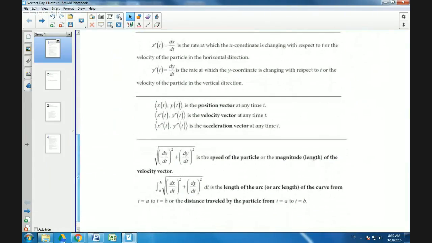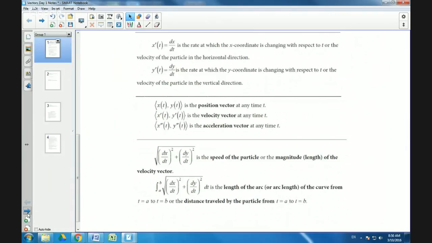Here's the new part. If you put it in vector form, now we're writing those parametrics in brackets, and now it's a vector. Then you can take the derivative of each component, and it's now a velocity vector. If you plug t in, it gives you a velocity vector, and you can calculate the length of that to find speed. And then, of course, the second derivative.